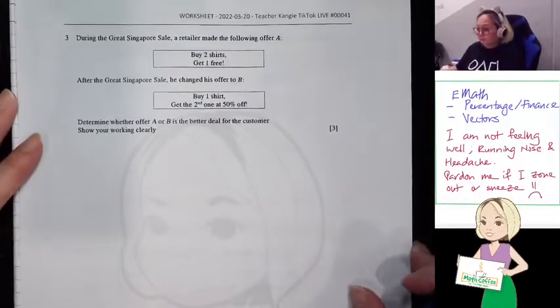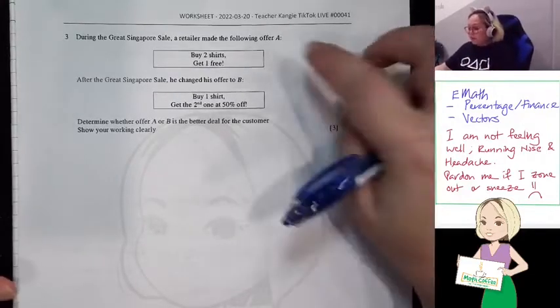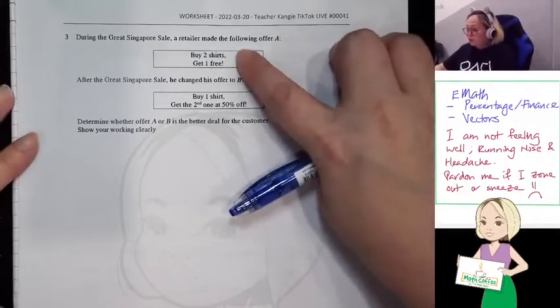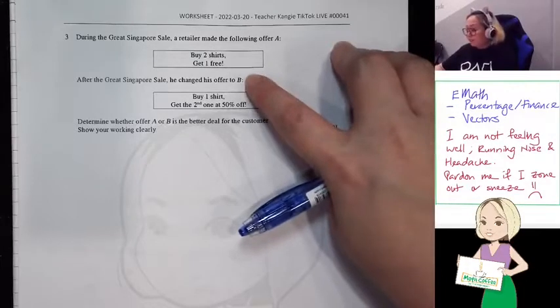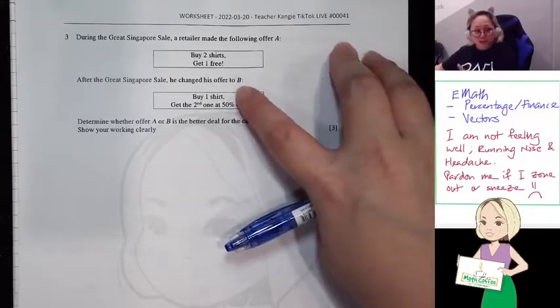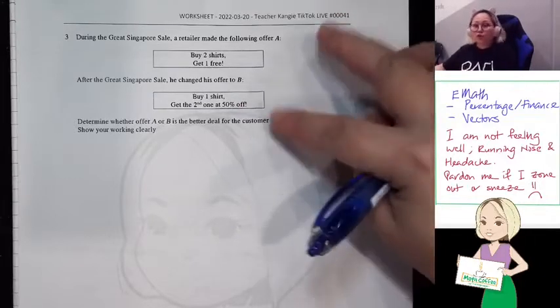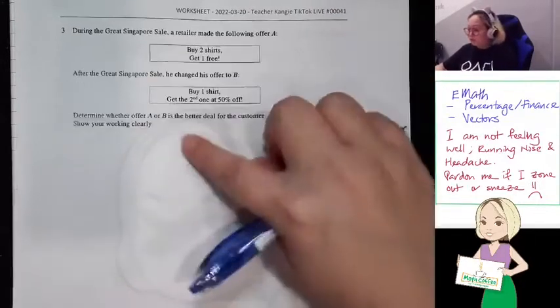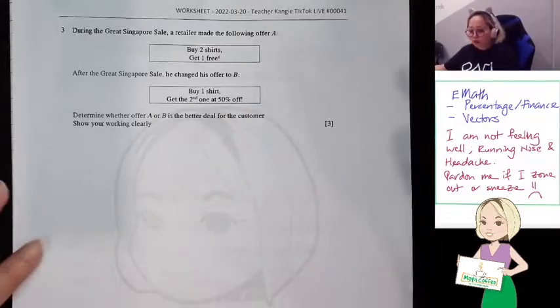Okay, this one is during a Singapore sale. You have 2 offers. Offer A tells you that if you buy 2 shirts, you get 1 free. Offer B says you buy 1 shirt, you get the second one at 50% off. So you need to calculate. You have to determine whether offer A is better or offer B is better. So how do you calculate such a question?